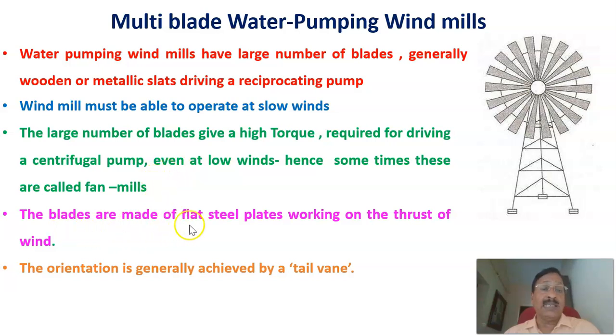The blades are made of flat steel plates working on the thrust of the wind. The orientation is generally achieved by the tail vane. Therefore, this is a pictorial representation of a multi-blade water pumping windmill.